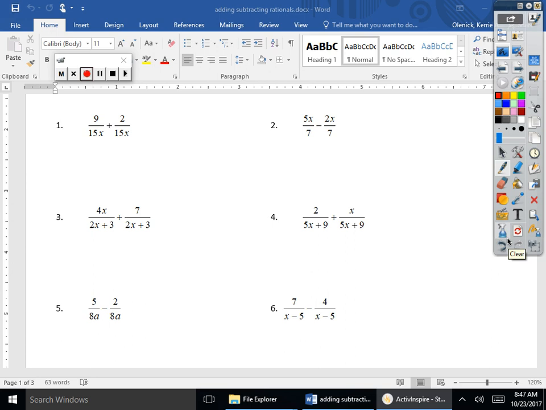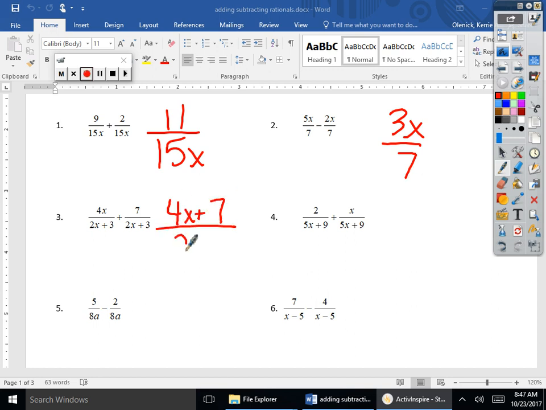All right, looking at number 1. What is my denominator? 15x. Making my numerator 11, because 9 plus 2 is 11. Okay, number 2, what is my answer? 3x over 7. Number 3, 4x plus 7 over 2x plus 3.